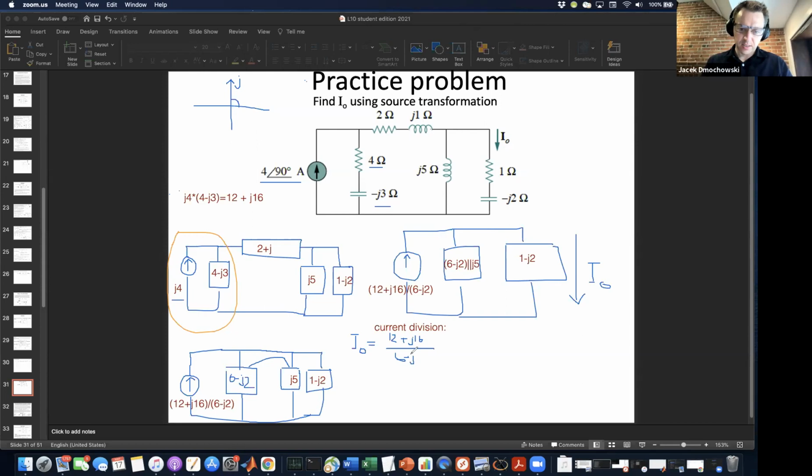6 minus j2, multiplied, and I'm going to call this Z combined. Z combined over Z combined plus 1 minus j2. And I have that Z combined is equal to 6 minus j2 in parallel with j5. Finally, when you carry out all this arithmetic, you end up with I naught is equal to 3.9 angle 99.46.